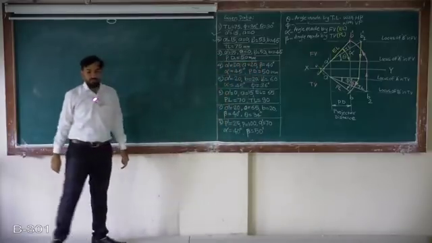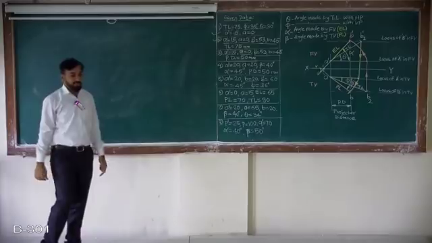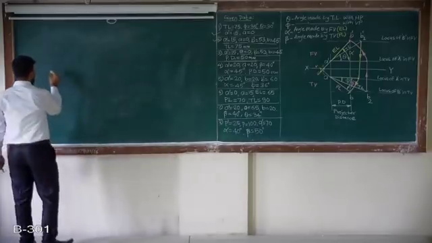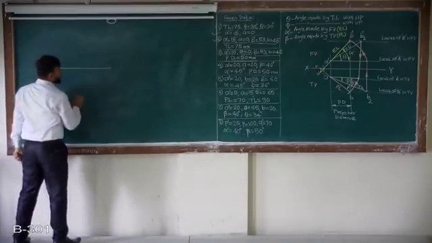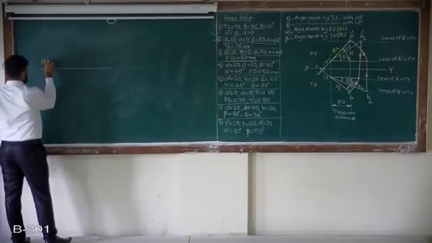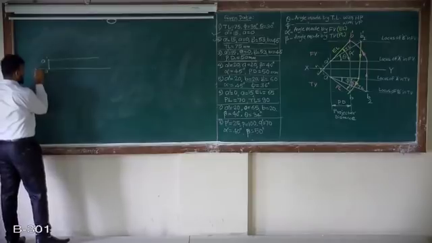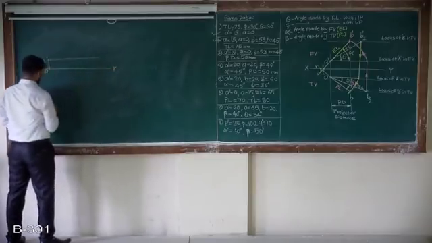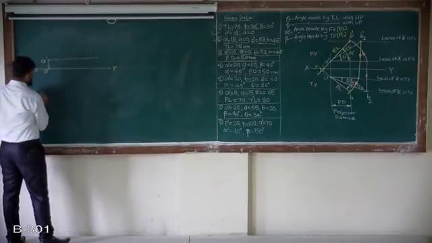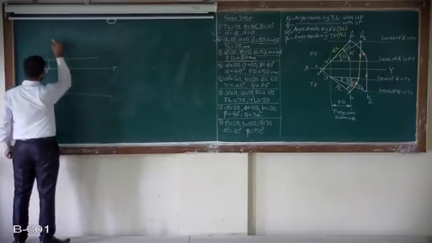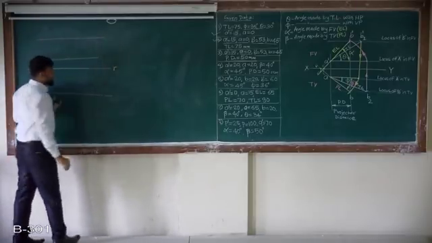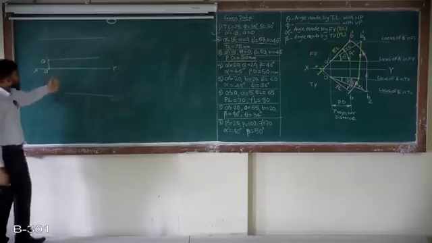So what is the procedure to solve this problem? Again same: mark A dash at 15 mm, and A point on XY. Similarly you can mark the locus. So up to this it is common, like the previous problem.